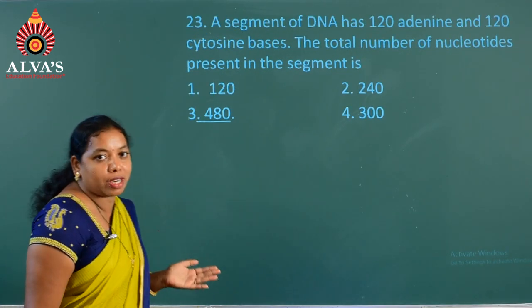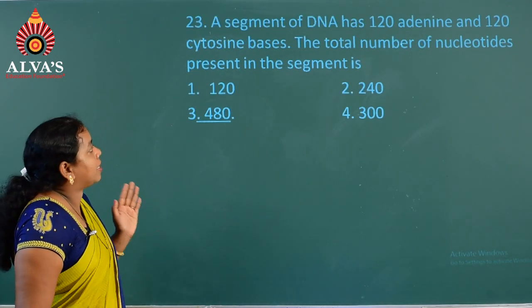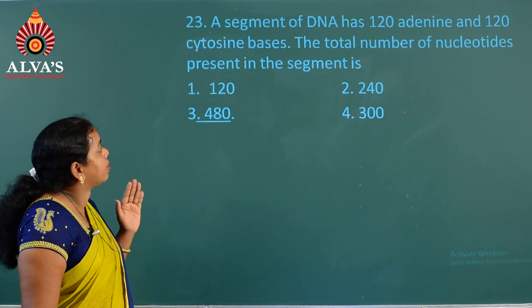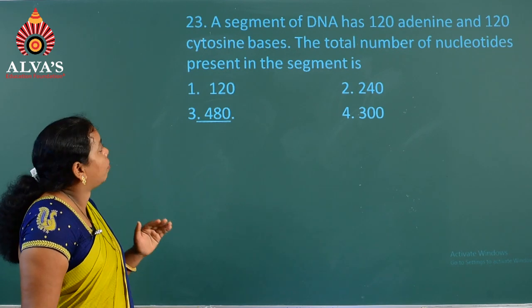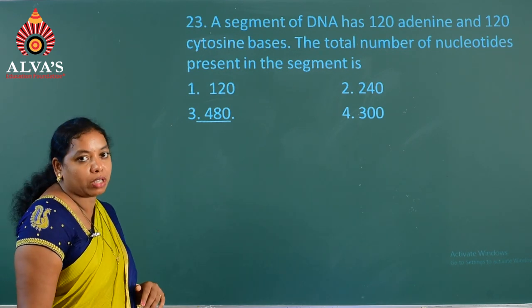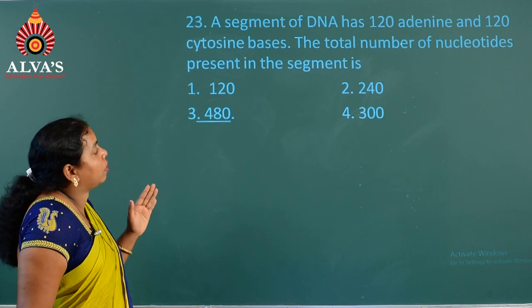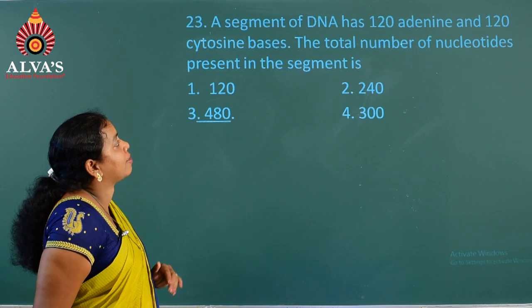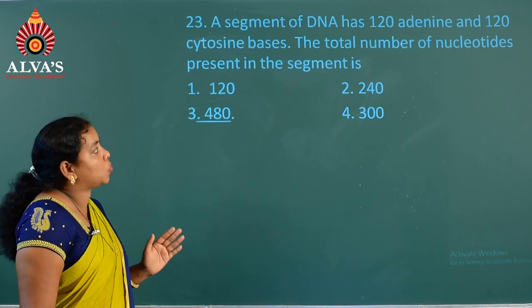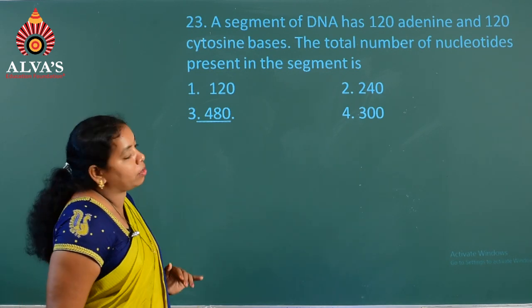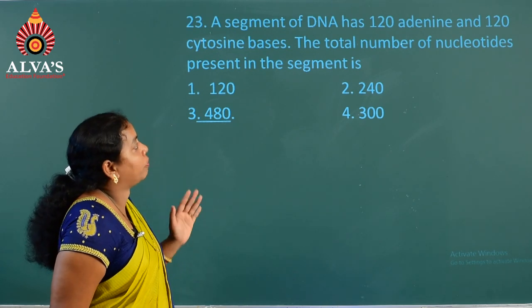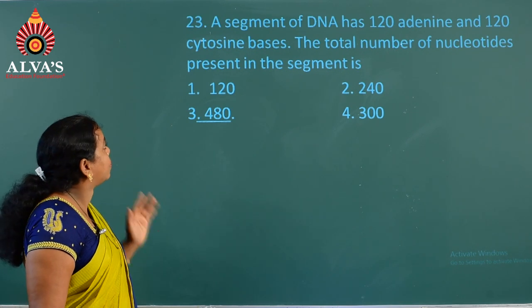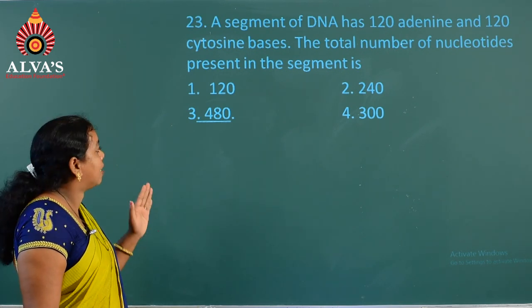Moving on to the next question, that is question number 23. A segment of DNA has 120 adenine and 120 cytosine bases. The total number of nucleotides present in the segment is: the calculation is based on the complementary base pairing we see in a DNA structure. So, 120 plus 120 becomes 240, times 2 gives the answer of 480. Hence, the answer for question 23 is the third option.